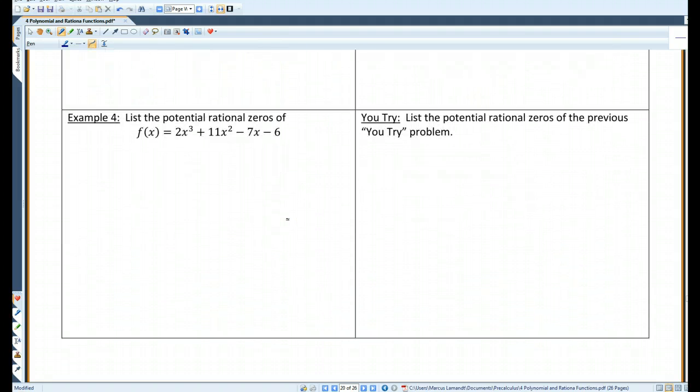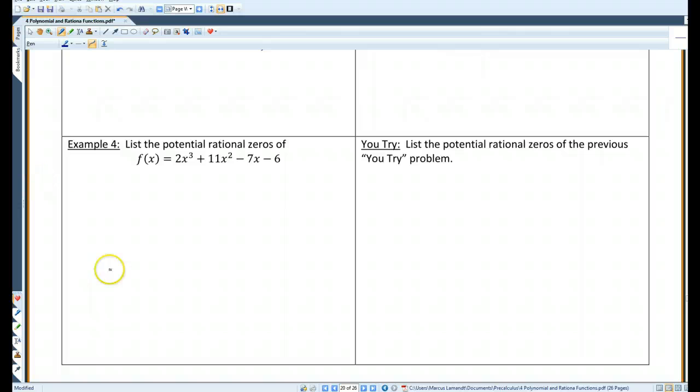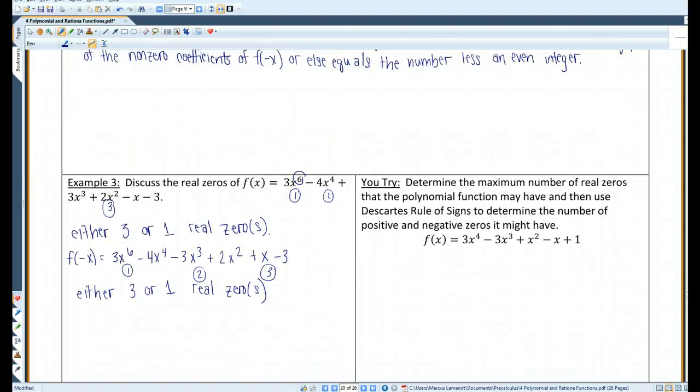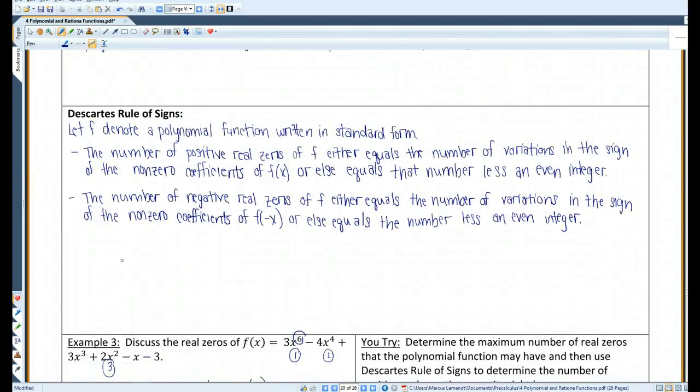Alright, example 4. List the potential rational zeros of the function. Okay. There's actually a theorem that I forgot to put in here. I'm just going to stick it underneath this one because there's some space. I'll put a different color. You can stick it anywhere in your notes or on a separate sheet of paper. Just make sure you have this theorem because it's kind of important. Okay, I'll write it out and then I'll talk about it.